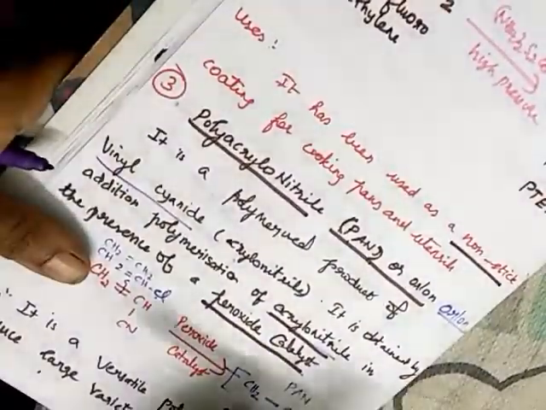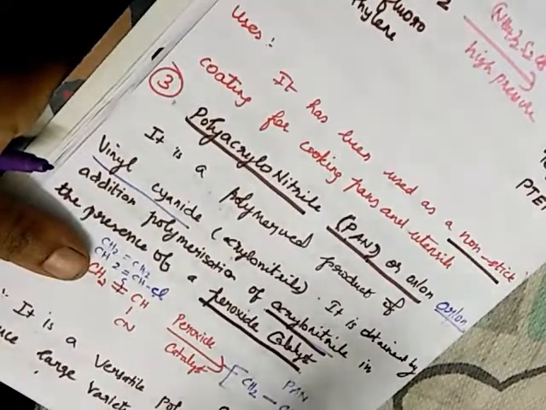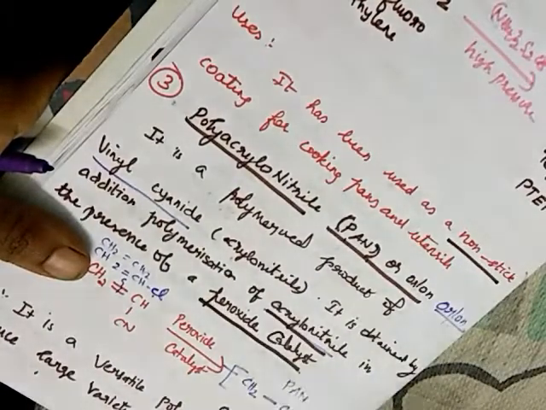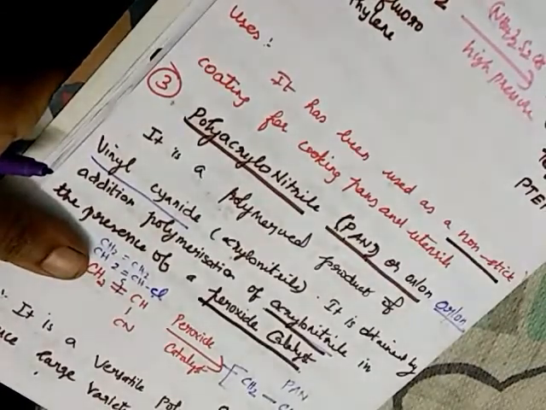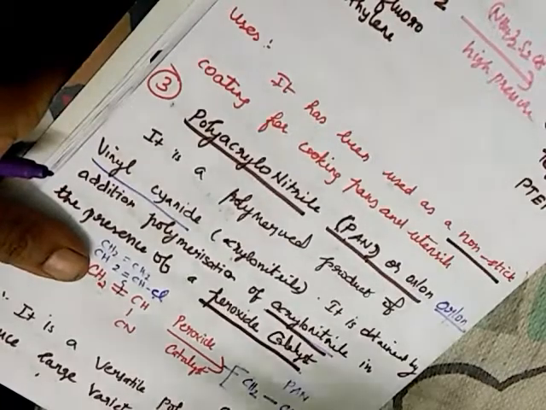What is another name of PAN? The question may be asked like that. What is another name of PAN? PAN is also called Orlon. What are the fields where we are using Orlon? Just now we discussed all those things. So you can go through it, children.